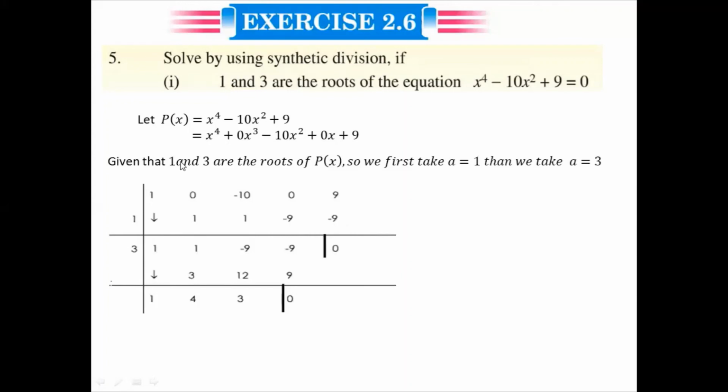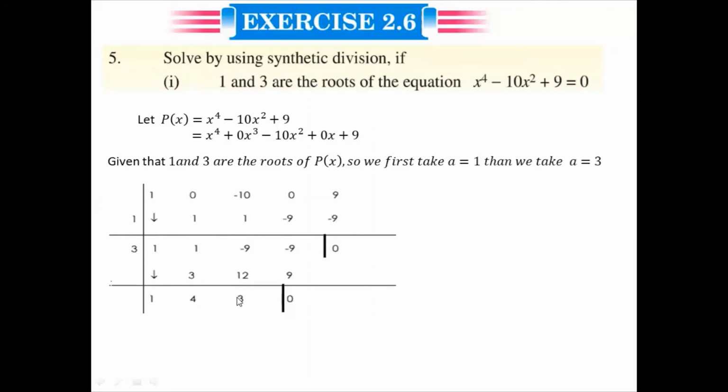So since 1 is the root of this equation, this remainder must be equal to 0. Again we take this 3 on the left, and we use the same procedure. So first we take this one as it is, and we multiply this 1 with 3, we have plus 3, and we write that 3 under 1, and when we add up these numbers we have 4, and again we multiply this 4 with 3. When we multiply this 4 with 3 we have 12, and we write this 12 under minus 9, and when we add up minus 9 and 12 we have plus 3.